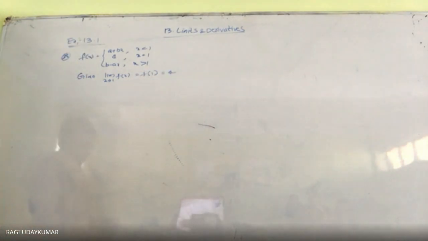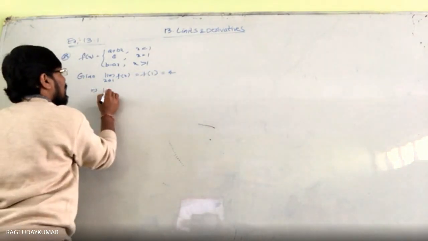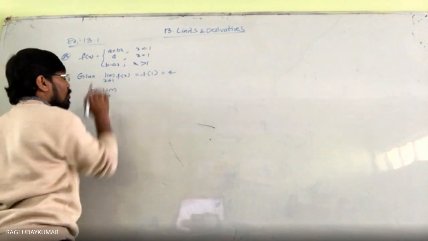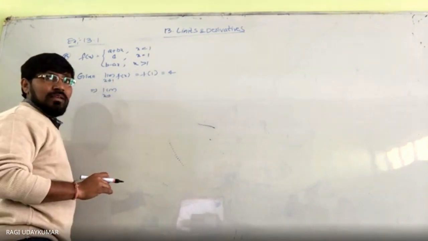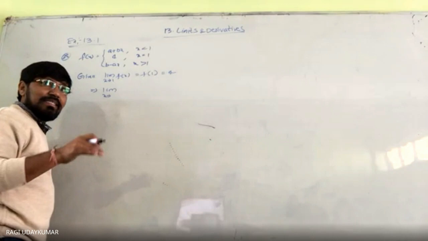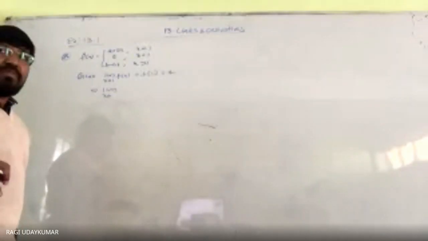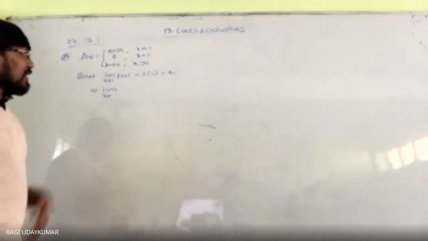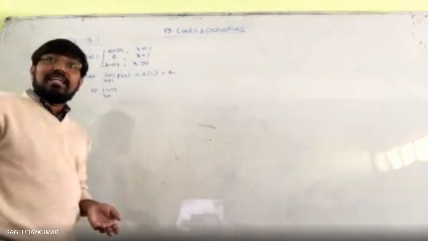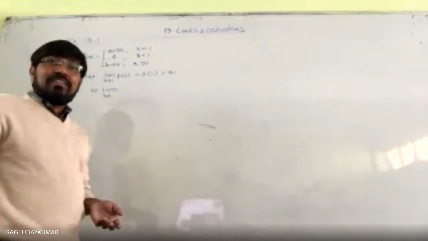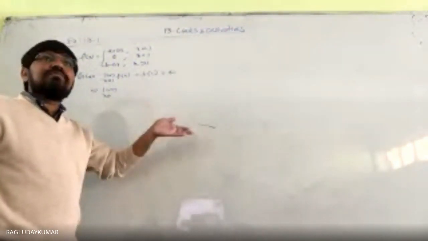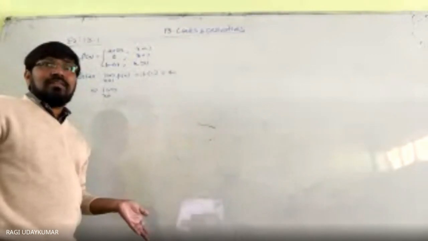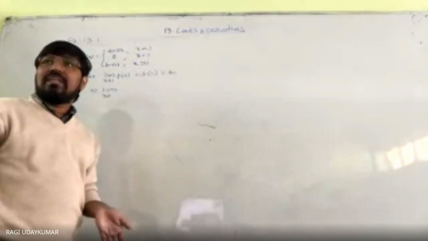That is 4. The limit as x tends to 1 of f(x) is f(1), which is nothing but 4. So the left hand limit is 4 and the right hand limit is also 4. Why do we go for the left hand limit and right hand limit here? Because it is a split function at the place of 1. Compulsorily we need to take the left hand limit and right hand limit.